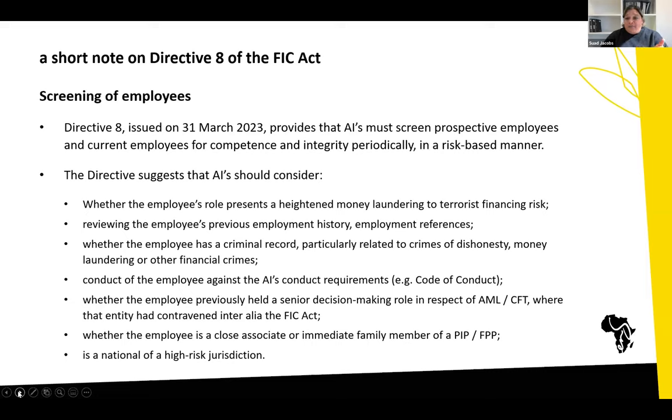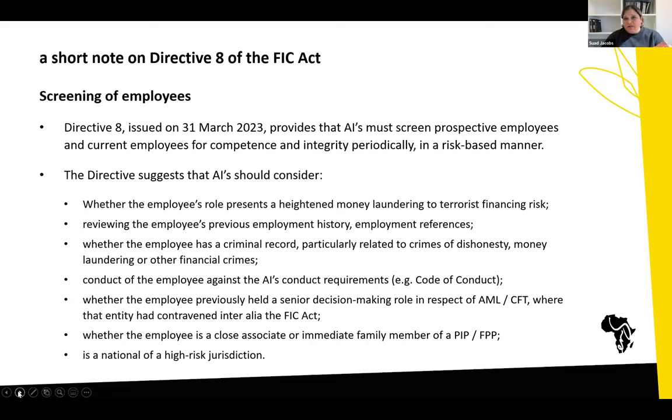Consider whether the employee previously held a senior decision-making role and then contravened anti-money laundering legislation or was involved in conduct that is prohibited by the FICA. Another important consideration when screening for integrity is whether the employee is a close associate or immediate family member of a PIP or a PEP, and whether they are a national of a high-risk jurisdiction. So there are various aspects that go into considering the competence of the employee, the integrity of the employee, other risk exhibited by the role of the employee, and the previous conduct of the employee. Most importantly, the screening needs to take place on a periodic basis.